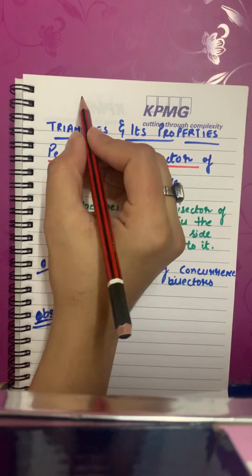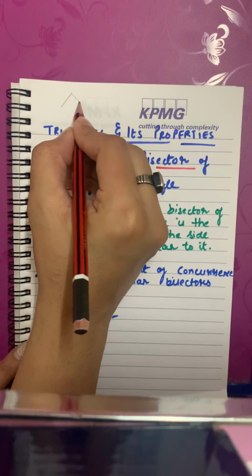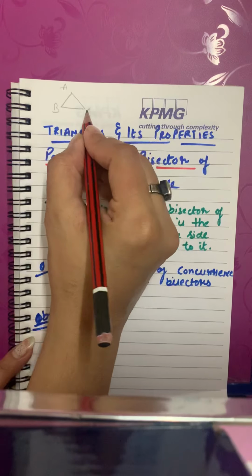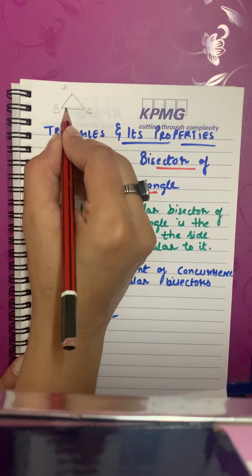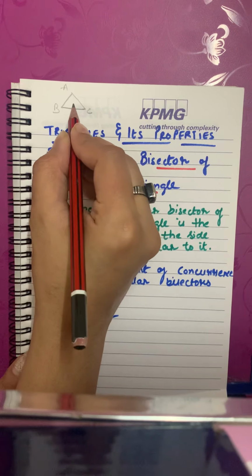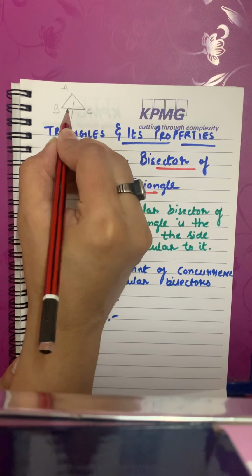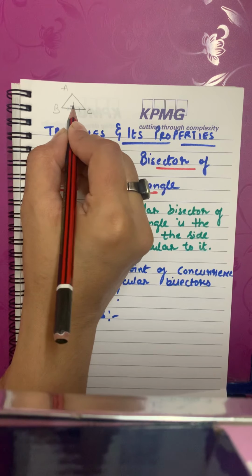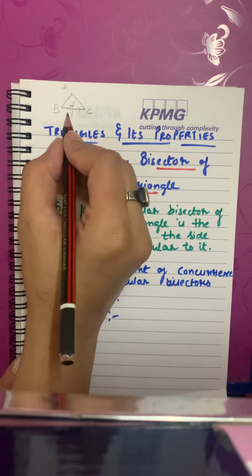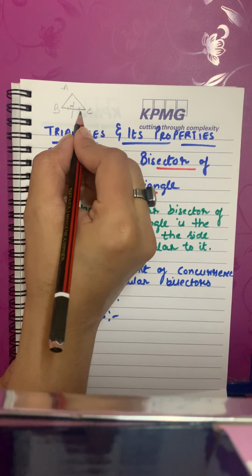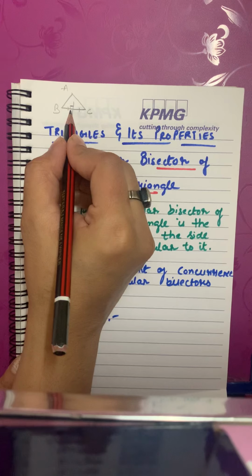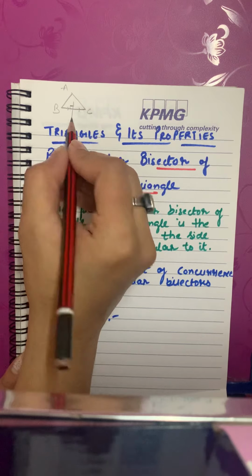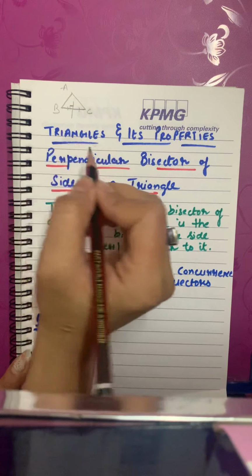Let us say we have this triangle, naming it as A, B, C. The line which will bisect BC means the line which will divide BC into two equal halves. Also that line should be straight. That means the line should be making a 90-degree angle with BC. So the line which will be making a 90-degree angle with BC and which will be dividing BC into two equal halves would be the perpendicular bisector of side BC.